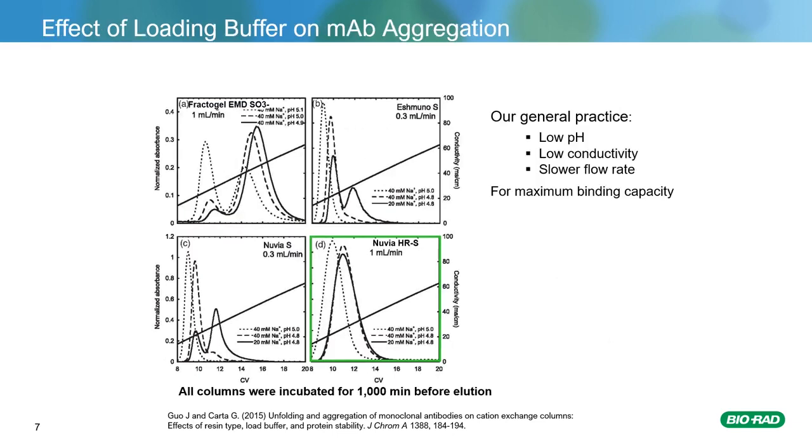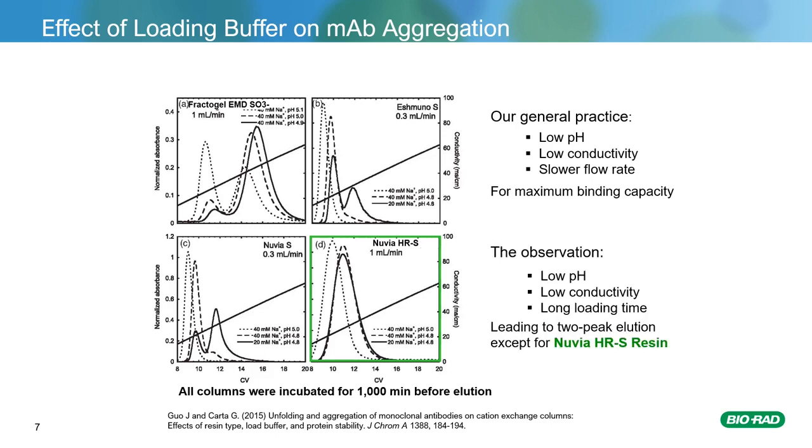The work then continued by studying the effect of the loading buffer on mAb aggregation. With cation exchangers, our standard practices run at low pH, low conductivity, and a slower flow rate to try and maximize that binding capacity. However, the chromatograms on the left show that low pH, low conductivity, and the long loading time seem to lead to that two-peak elution, with the exception of the Nuvia HRS.